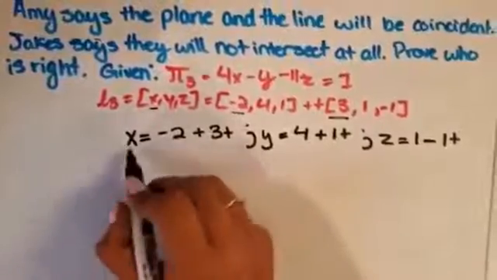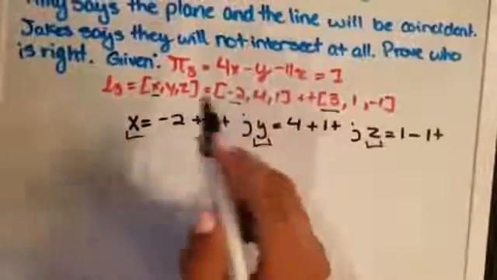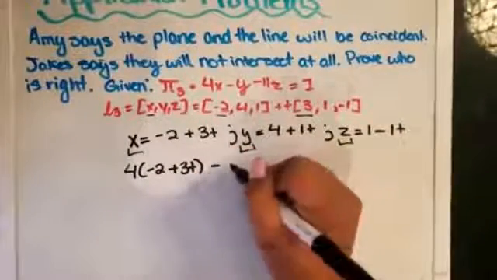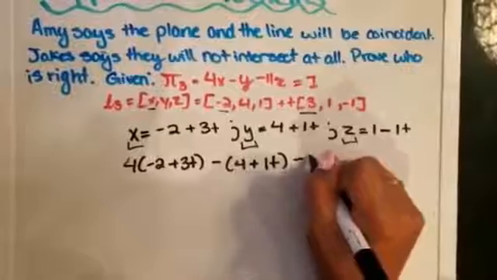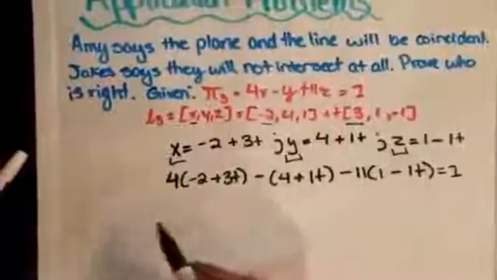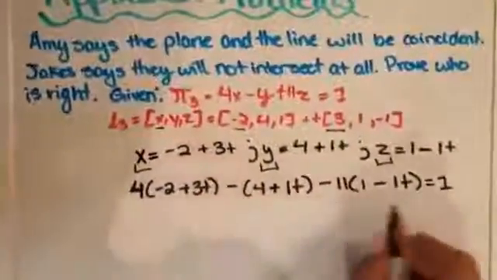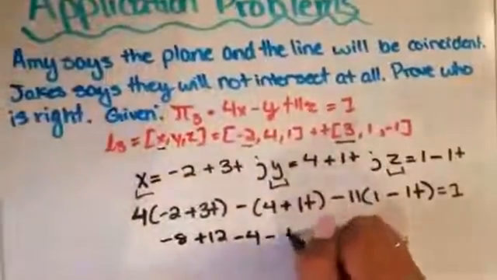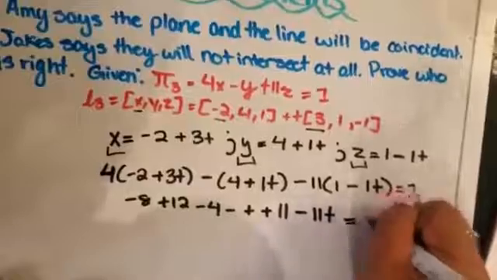So next what we're going to do is sub each of these from the parametric equation into the scalar equation of our plane. So we're going to get 4 times negative 2 plus 3t minus 4 plus 1t minus 11 times 1 minus 1t. Now this whole thing is going to be set to 1 as our scalar equation is equal to 1. So we're just going to simply expand, and we're going to get negative 8 plus 12t minus 4 minus t plus 11 minus 11t is all going to be equal to 1.